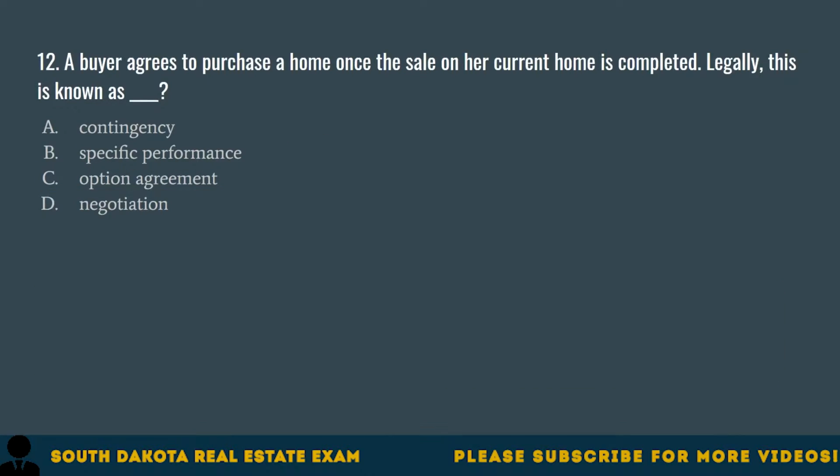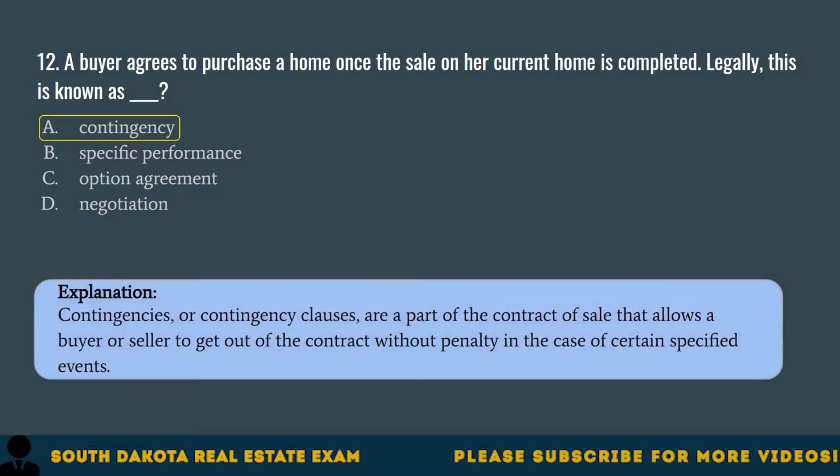Question 12. A buyer agrees to purchase a home once the sale on her current home is completed. Legally, this is known as A. Contingency, B. Specific performance, C. Option agreement, D. Negotiation. The correct answer is A. Contingency. Contingencies or contingency clauses are a part of the contract of sale that allows a buyer or seller to get out of the contract without penalty in the case of certain specified events.